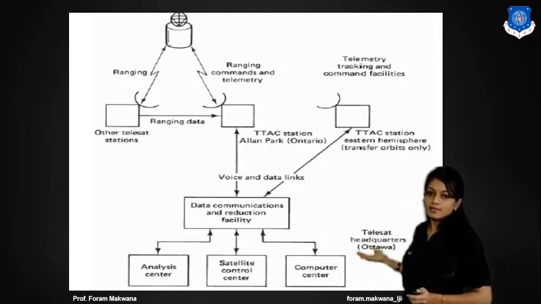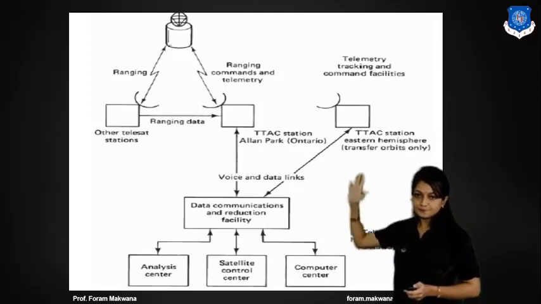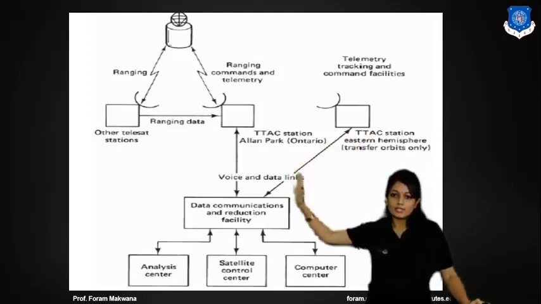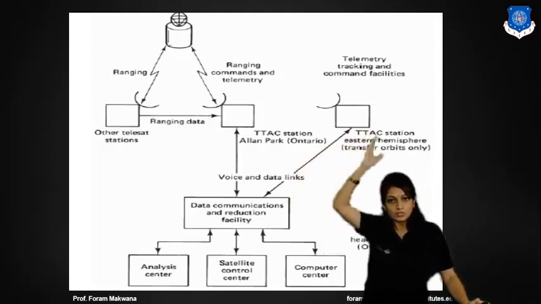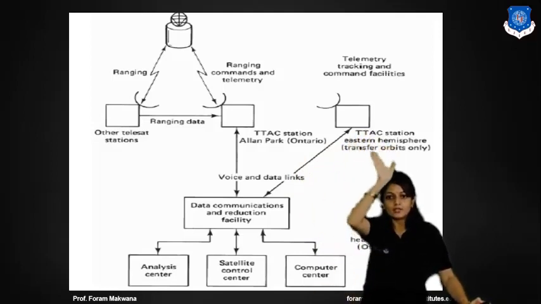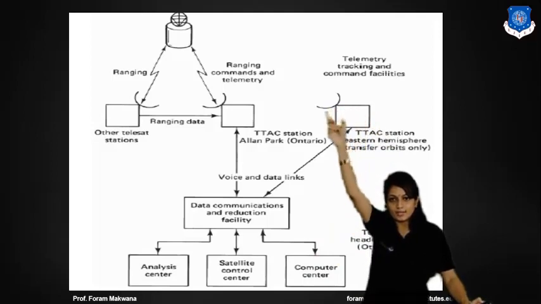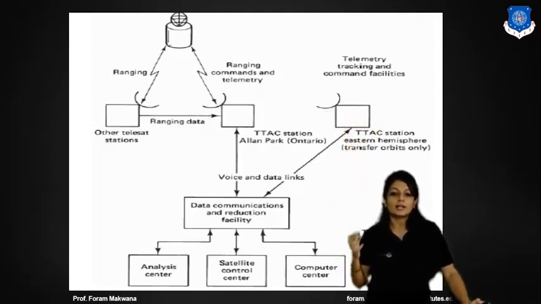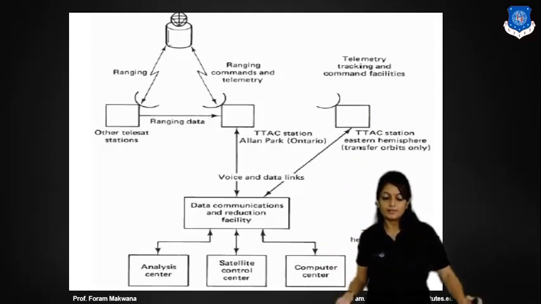So these are the TeleSat headquarters which are located here, and we can get the voice and data links and provide them to the telemetry tracking and command station. Okay? And that can transmit the data to the satellite to orient it to its correct position. Alright?